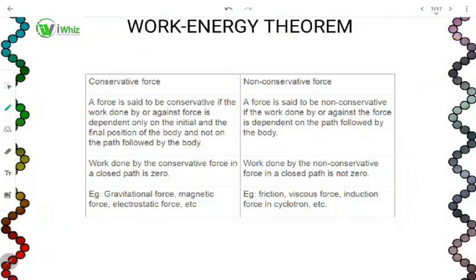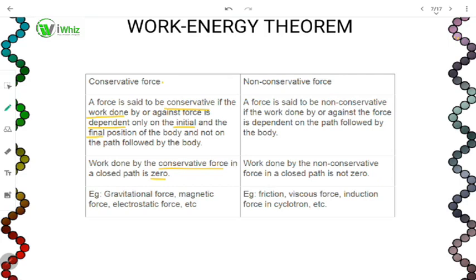So let's first look at the definitions. The definition of a conservative force says a force is said to be conservative if the work done by or against the force is dependent only on the initial and the final position of the body and not on the path that the body will follow. So the work done by a conservative force in a closed path is zero.